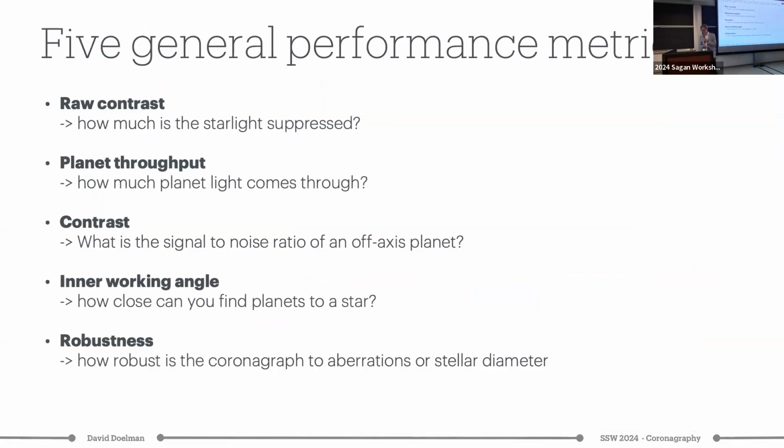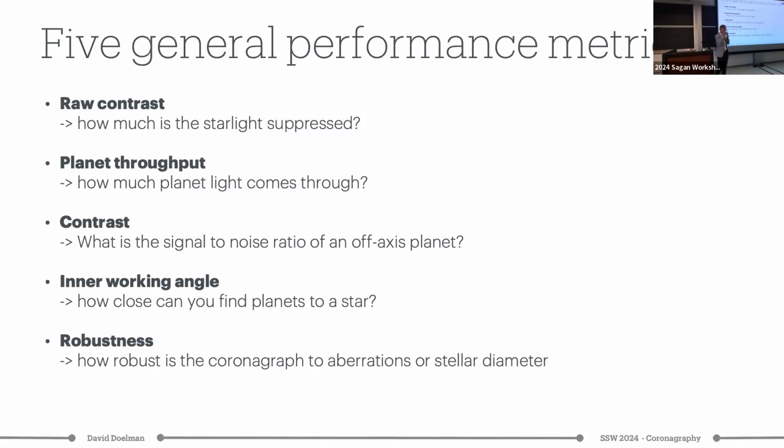Okay, this is nice, but how well did we do? And can we do better? So for this, I will go through 5 separate performance metrics to see how well a coronagraph works. This is raw contrast. How much do we actually suppress the starlight? This is throughput, how much of the planet light is transmitted.